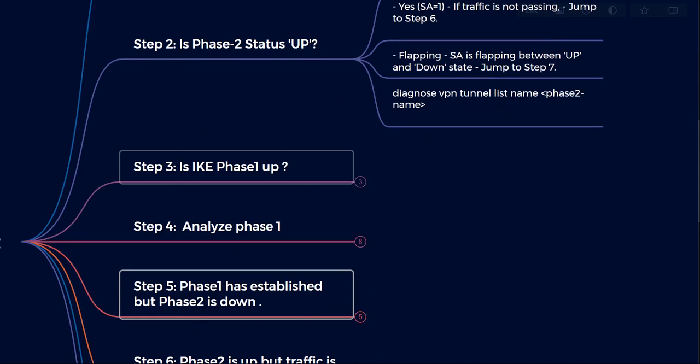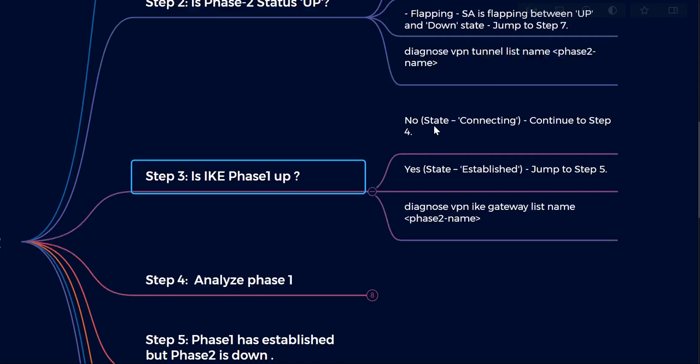Now, when it comes to the VPN tunnel, if you want to ensure that your phase 1 is up, and it is not up, it says connecting, or it is trying to create a connection and doesn't do anything else, move on to step 4, which is analyze phase 1. And what is the phase 1 analysis? Give me a random guess. What do you think we'll do over there when we say analyze phase 1?